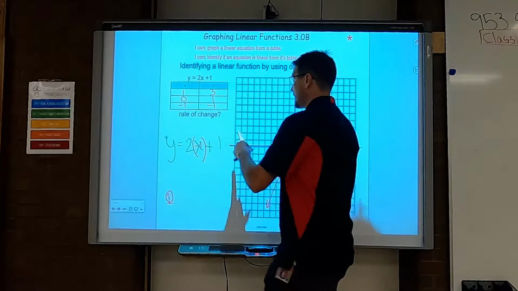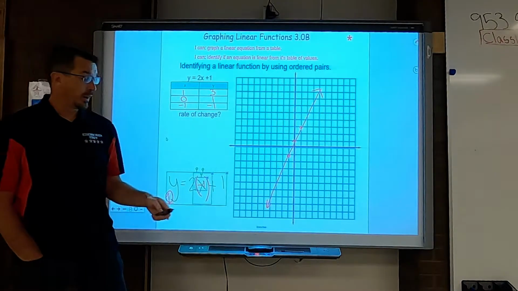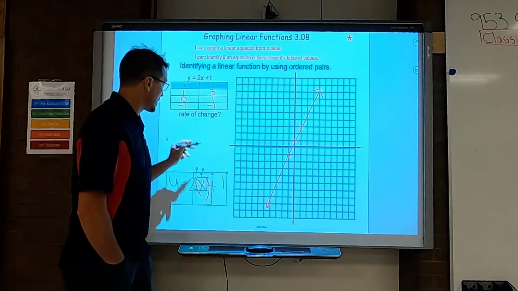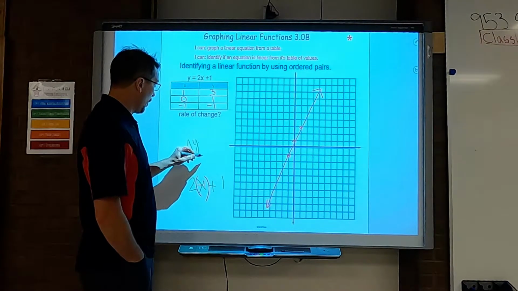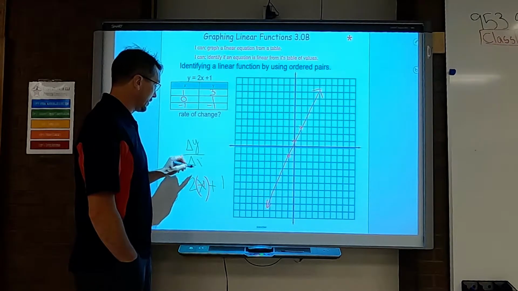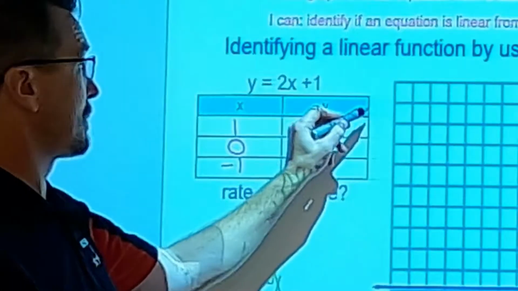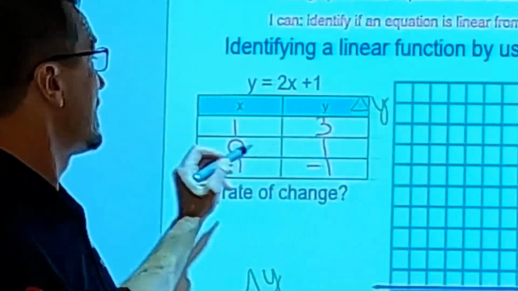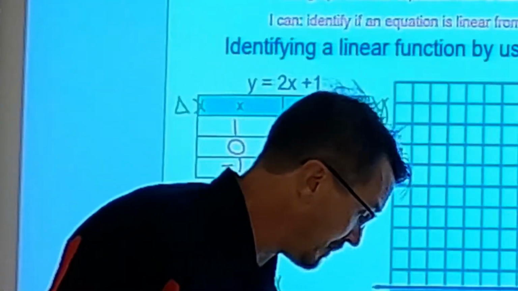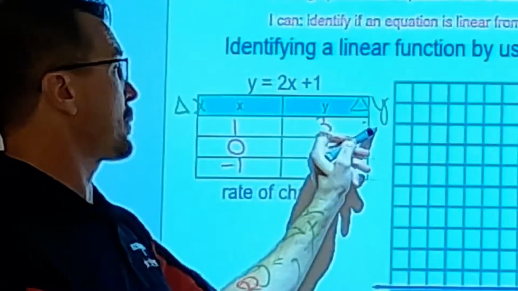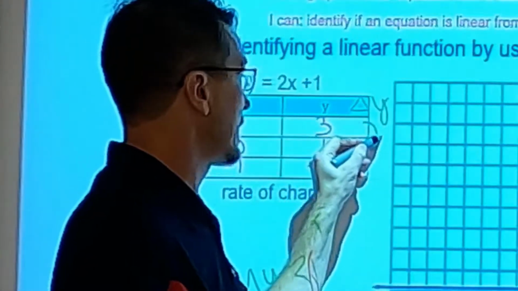Well, this is where you can do stuff like find the rate of change. And what I'm looking for in the rate of change is the change in y over the change in x, like we've been learning. So what that means is I'm not looking for the y's, I'm looking for the change in the y's. I'm not looking for the x's, I'm looking for the change in the x's. And what they mean by that is when I go from 3 to 1, how much does it change? Well, this gets smaller by negative 2.